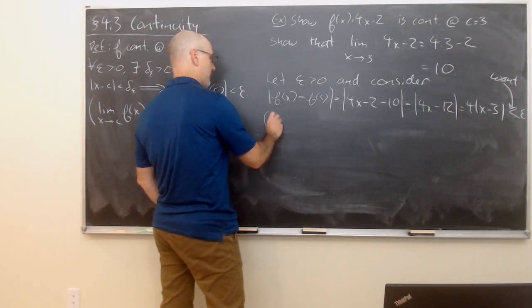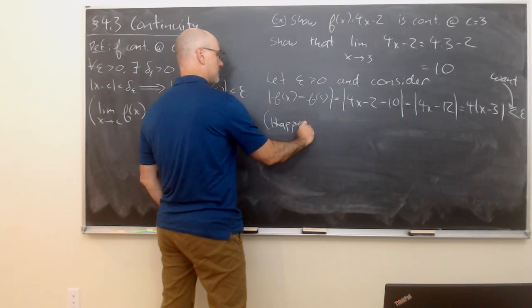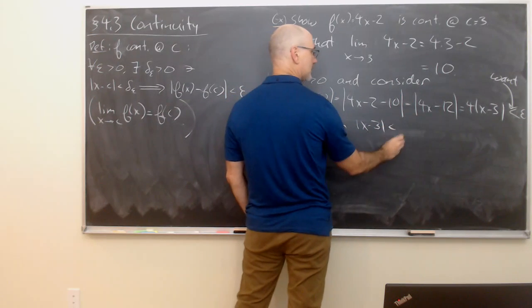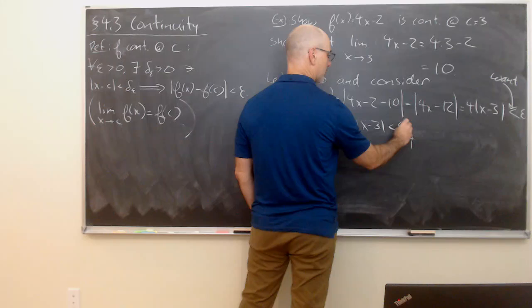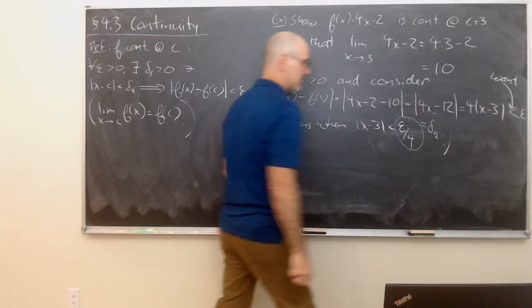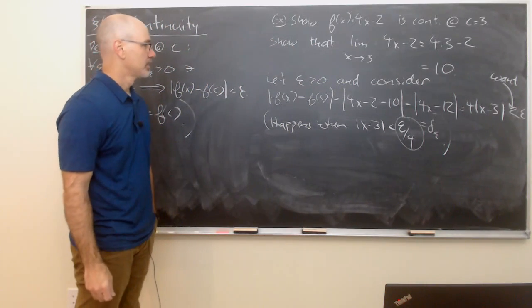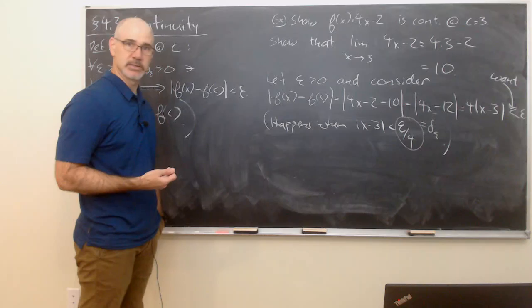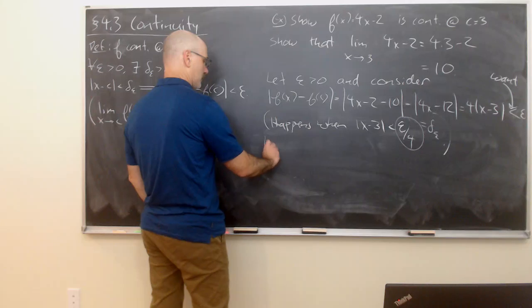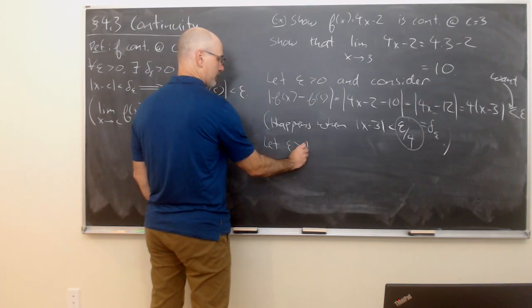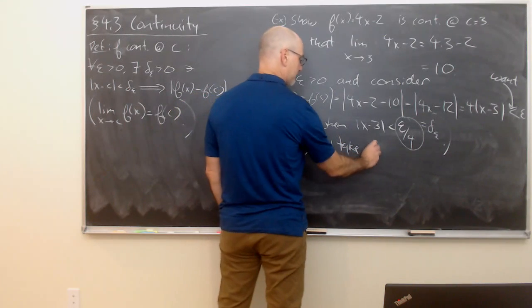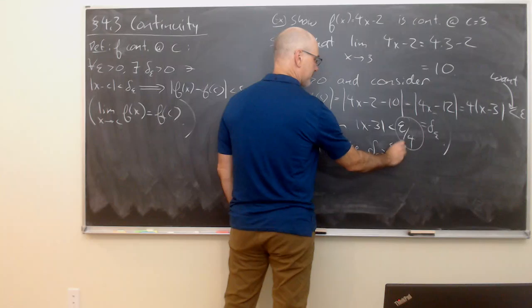Well, this happens whenever the absolute value of x minus 3 is less than epsilon over 4, and so that reveals the suitable choice for delta. And the rest is just, as usual, fitting it into the formal statement of the definition. So let epsilon be bigger than 0, and take delta equal to epsilon over 4.